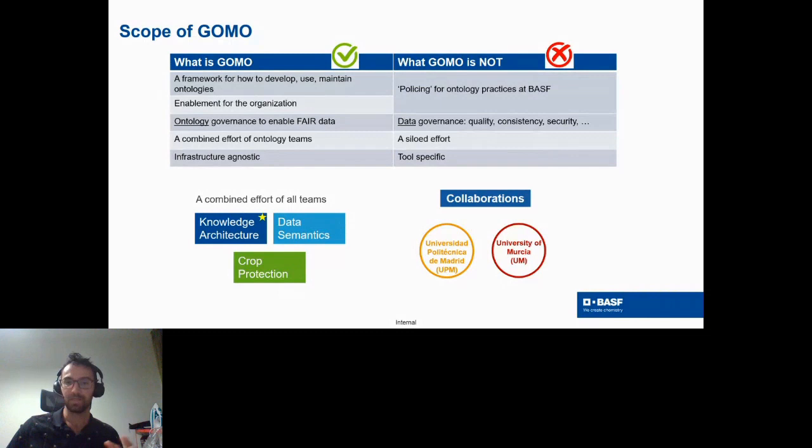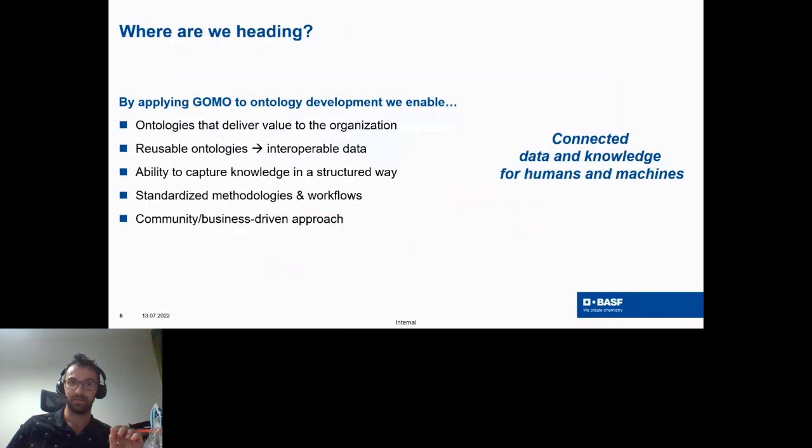So then I would like to show you where we are heading with GOMO, which is the real scenario. As the main idea, our final goal is to obtain connected data and knowledge for humans and machines. And by doing it, we democratize the way of managing ontologies, enabling the generation of an environment where ontologies bring value to the organization, using reusable modules that could interoperate between them, for instance. Also, we will have this common language for BASF, allowing machines to interact with each other through standardized protocols.